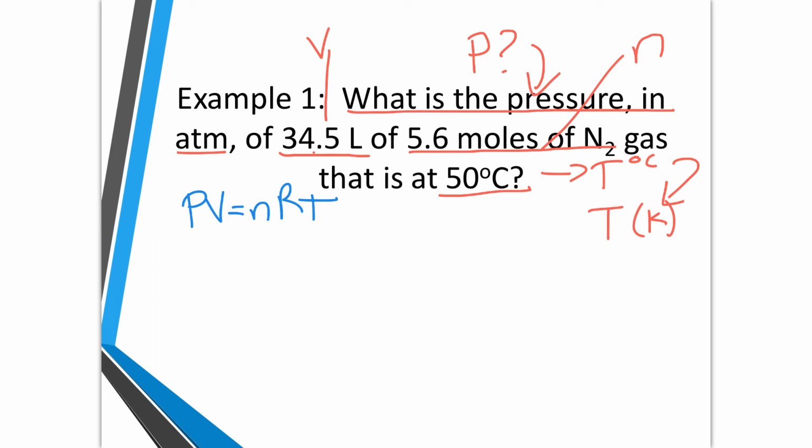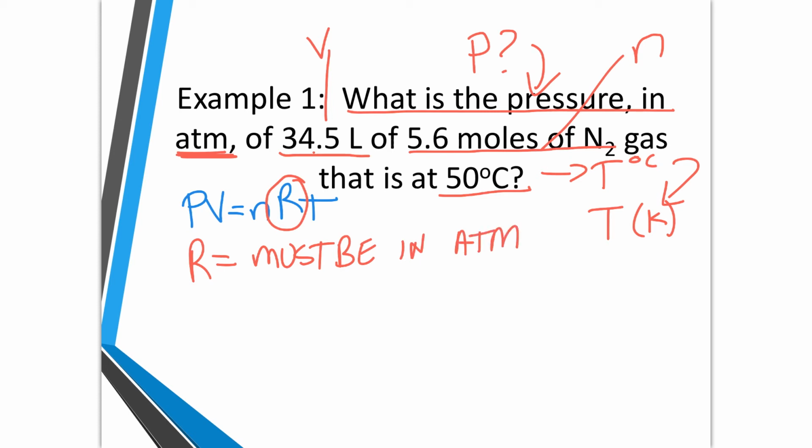So the only thing we don't know right now is this R value. And so we go back to our pressure. It says, what is the pressure? So we're finding the pressure, but it asked me for it in ATM. So our R value must be in ATM. So it has to have a unit of ATM. So when we go look at the top of our sheet, we should find the R value that has the word ATM in it, or the unit ATM in it.